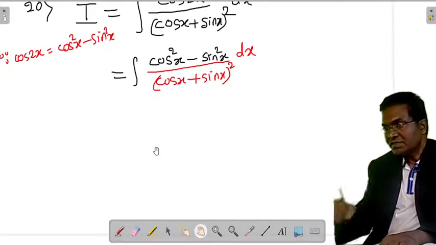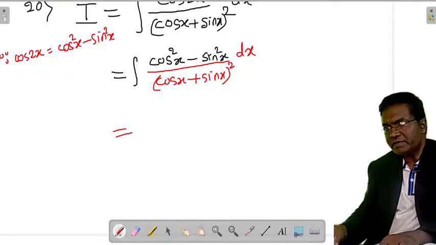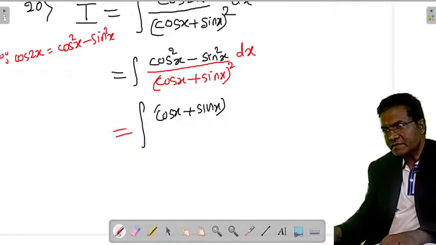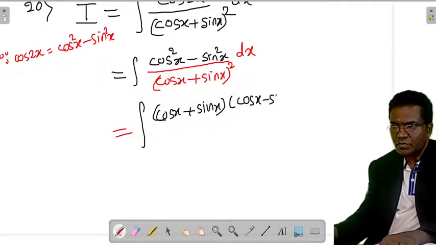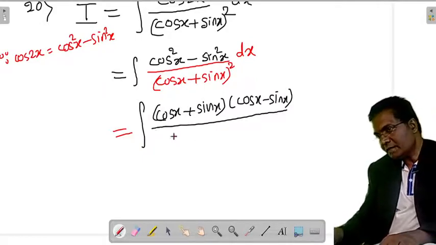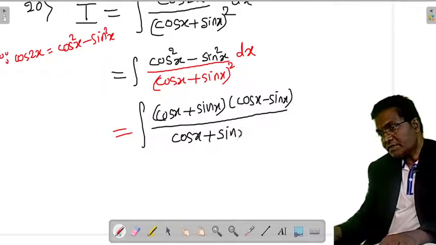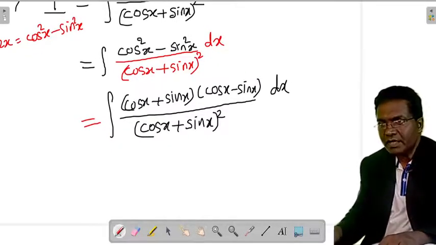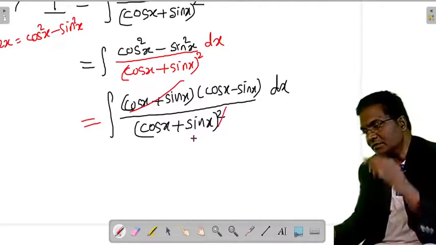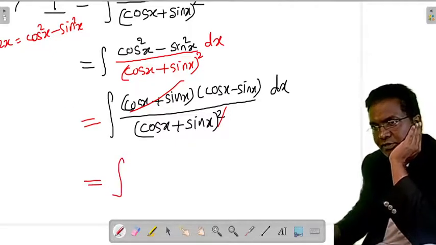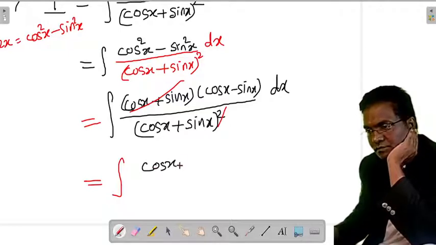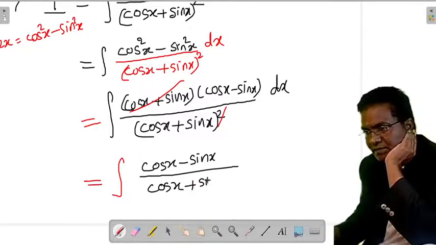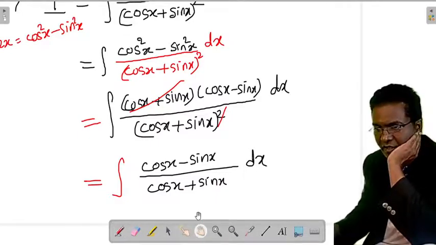Okay. Now here the numerator is of the form a square minus b square, so you have to write a plus b, a minus b. So cos x plus sin x into cos x minus sin x divided by cos x plus sin x whole square into dx. Now one term gets cancelled. This cos x plus sin x cancels with one factor. So you are left with cos x minus sin x divided by cos x plus sin x. Okay. Now very simple.